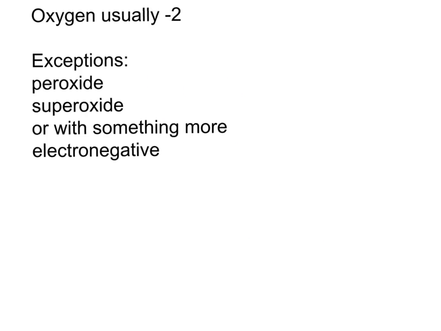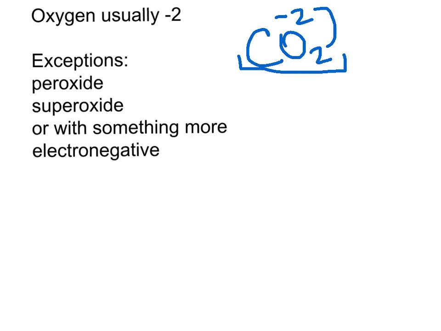Oxygen will usually have a -2 oxidation number. Example would be CO2, in which case the oxygen, each one of them would have a -2 oxidation number. And because there are 2 of them, that gives you a -4. Because the entire molecule has no charge, that brings us back to a +4 oxidation number for the carbon. Exceptions to oxygen's oxidation number will be peroxides. And peroxides are when you have an O2 ion, but it has a 2- charge.